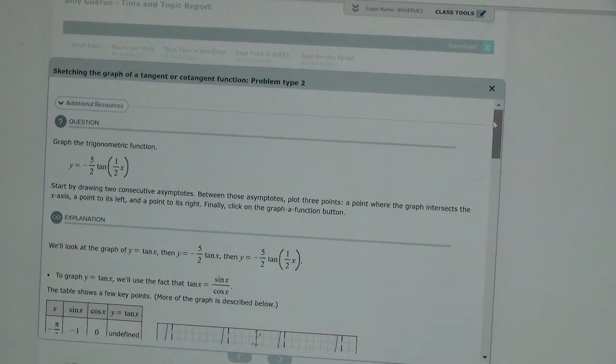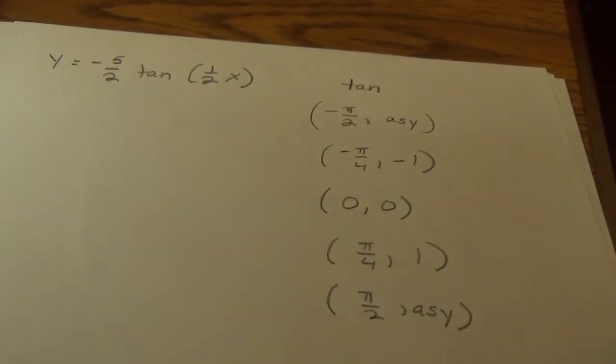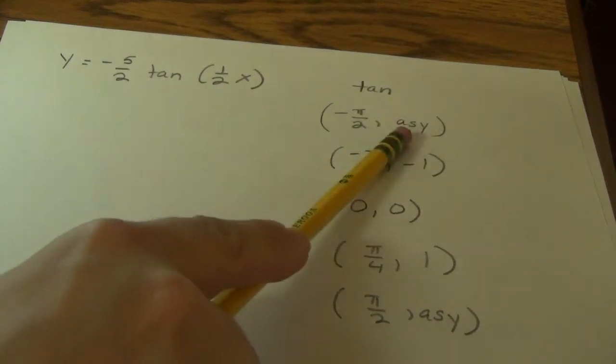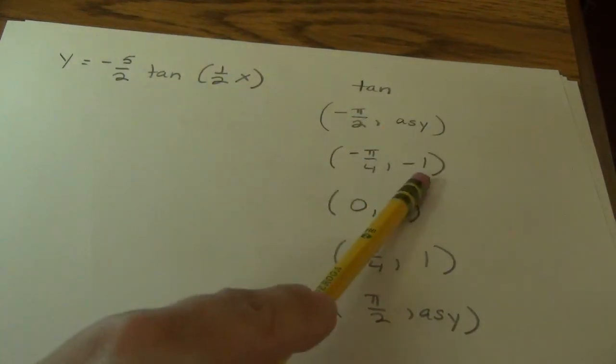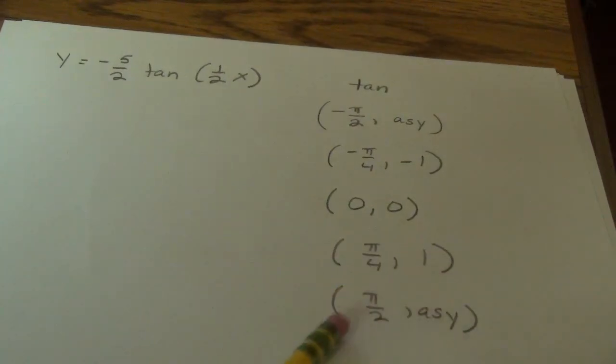Alright, I'm going to do an example here of sketching the graph of a tangent or cotangent function, problem type 2. We have y equals negative 5/2 tangent of 1/2 x. And so if I go over here on my paper, my normal values for just the plain tangent, I have negative pi over 2 has an asymptote, negative pi over 4 is negative 1, 0, 0, pi over 4, 1, pi over 2 has an asymptote.